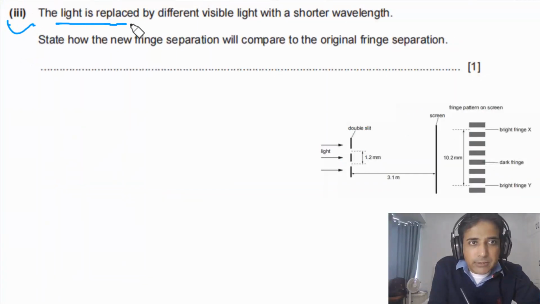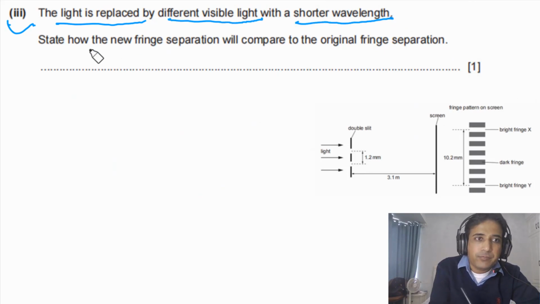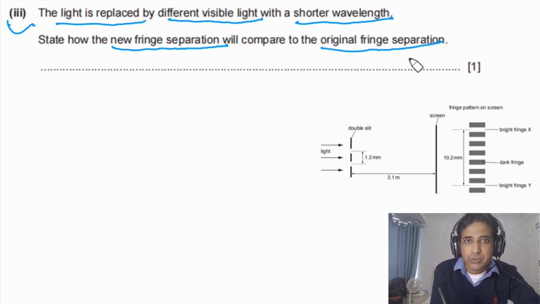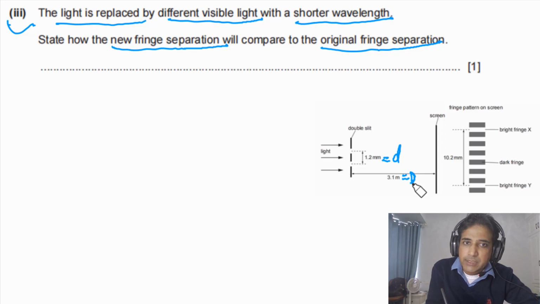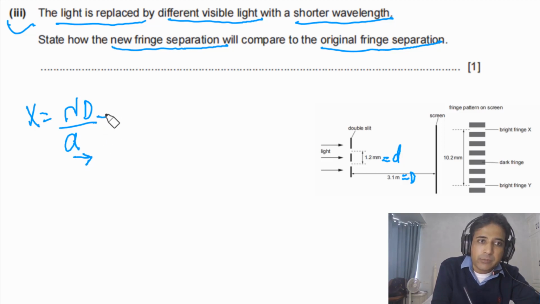The question says the light is replaced by different visible light with a shorter wavelength. State how the new fringe separation will compare to the original fringe separation. We are using the same double slit, and we are also keeping this distance the same. So if we change lambda, how will the fringe separation change? We can write x equals lambda times capital D divided by A. We are keeping A the same, we are keeping D the same.